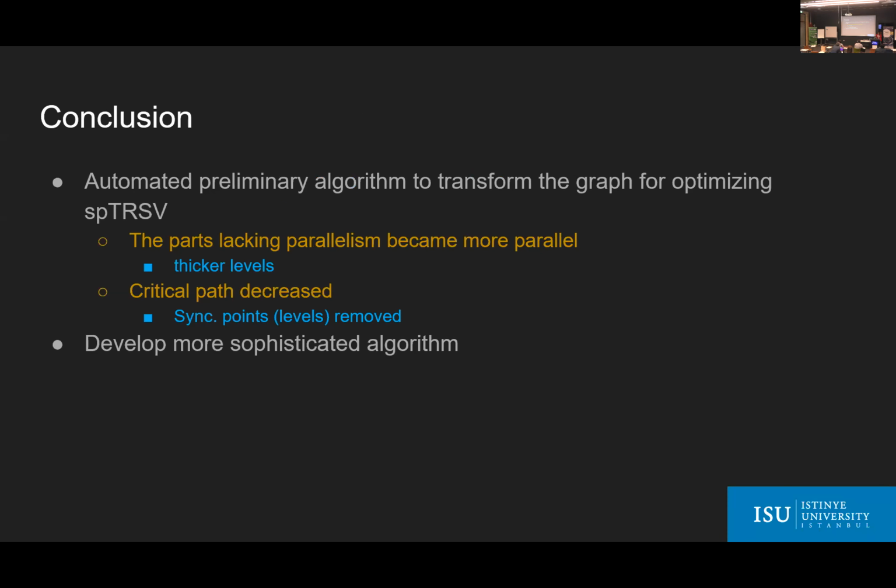So to conclude, in this work, we are presenting an automated preliminary algorithm to transform the graph for optimizing SpTRSV on multi-core machines. What we have done is that we thickened some of the levels that were lacking parallelism, so they became more parallel. They became thicker levels, and we decreased the critical path of the graph so that we remove some of the synchronization points. Now we would like to develop a more sophisticated algorithm incorporating the limitations that we have discussed and also more criteria. Obviously, these are not enough.